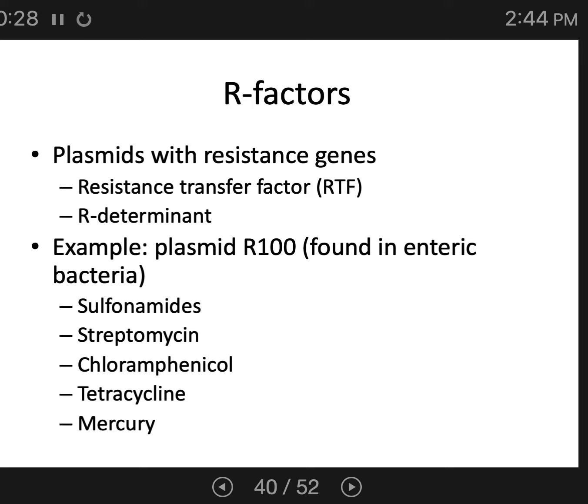Okay. Now, what I mean by resistance genes, I'm talking about resistance to antibiotics, resistance to other kinds of environmental stresses like heavy metals or cellular toxins.